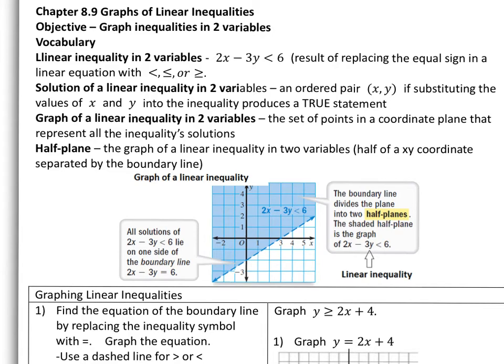8.9 Graphs of linear inequalities. Now we're going to work with inequalities in two variables. For instance, 2x minus 3y less than 6. To graph this linear inequality in two variables, we need to first treat this like an equation, a linear equation, 2x minus 3y equals 6, and graph the line.